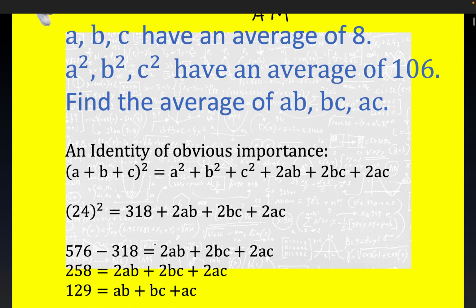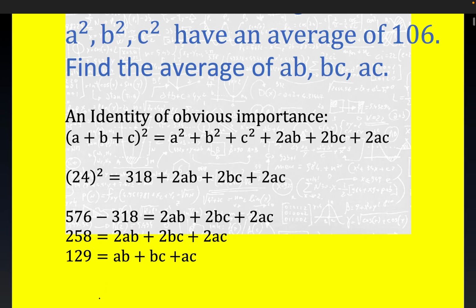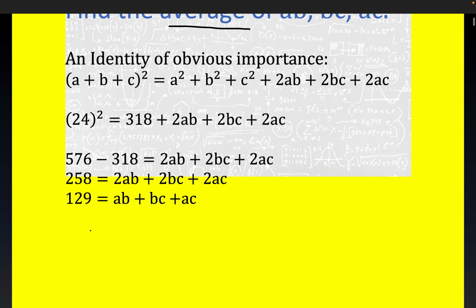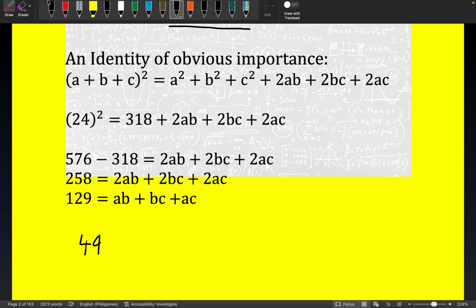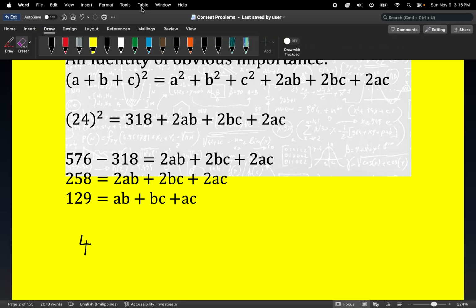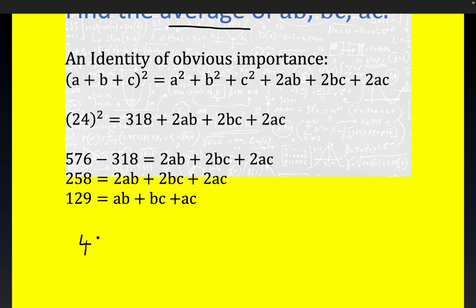You get quickly to this. 129 is equal to ab plus bc plus ac, but we're supposed to find the average, right? So let's find the average. And so a simple division by 3 will end up giving us 49 is the answer. 49 is the average. Or sorry, 43. It's not so simple. Okay. So we get 43 is the average.